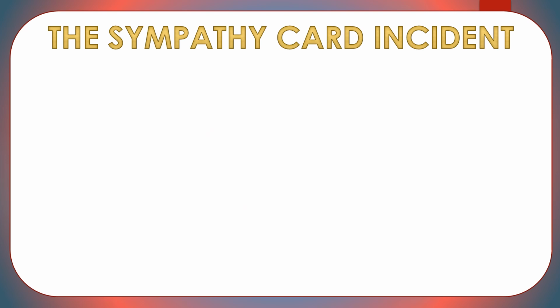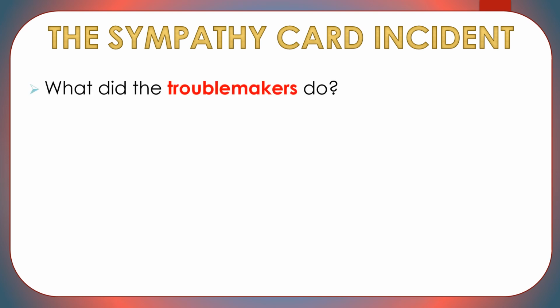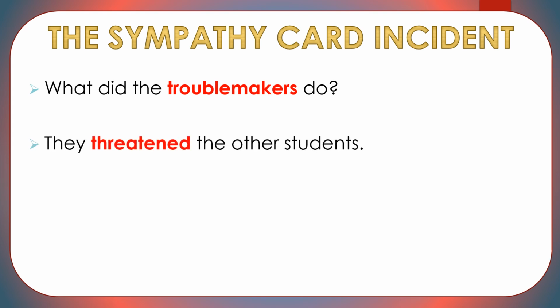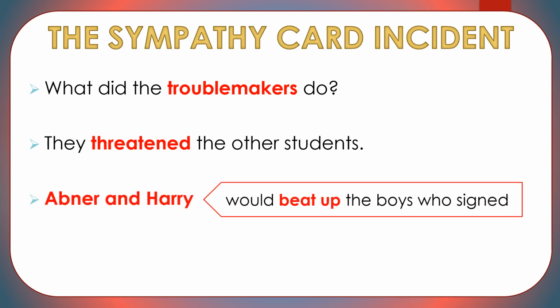So the other students were afraid to sign the card because they were afraid of the troublemakers. So what did the troublemakers do? Well, they threatened the other students. Threaten means ugut, right? Mereka ugut pelajar-pelajar lain. How? Abner and Harry would beat up the boys who signed. Budak lelaki mana yang sign siap kena belasah dengan Abner and Harry. So that's why the other boys were afraid to sign the card.